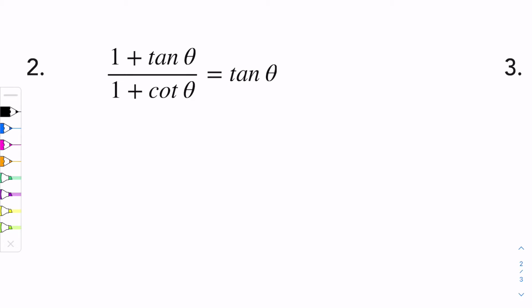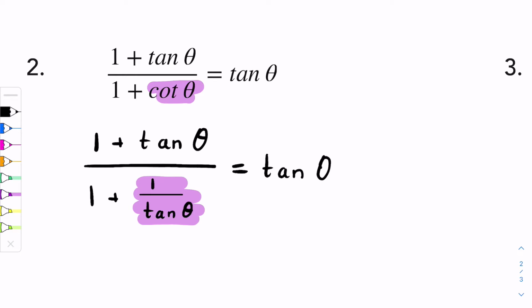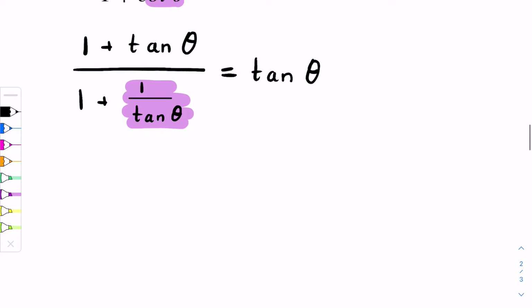But I'm going to convert this expression to 1 plus tangent of theta divided by 1 plus, instead of cotangent of theta, I'm actually going to write 1 over tangent of theta. And this was one of the identities that we learned yesterday. And this is equal to tangent of theta. Now I'm going to add the denominators together so I can create one single denominator.